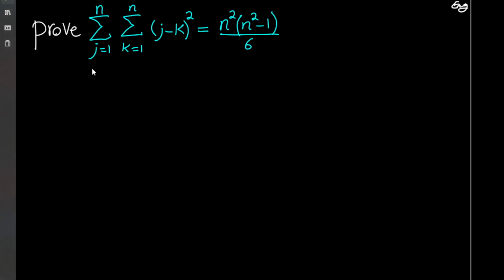Here is a fast and quick way to show that this double summation is equal to n squared times n squared minus 1 divided by 6. To achieve this, let's just expand this summation very quickly.